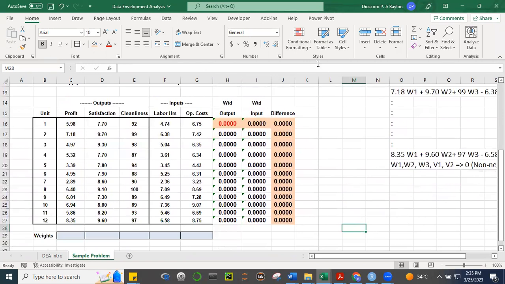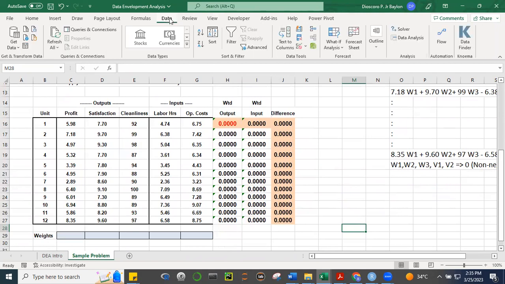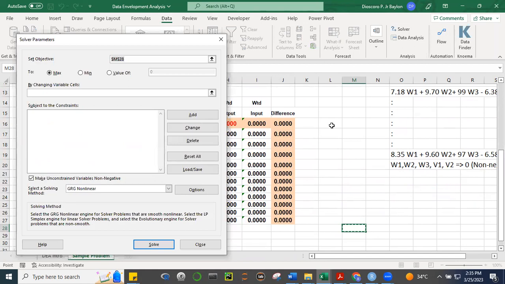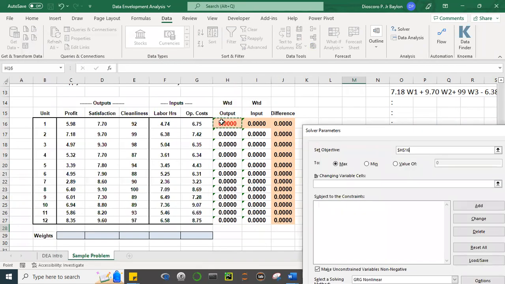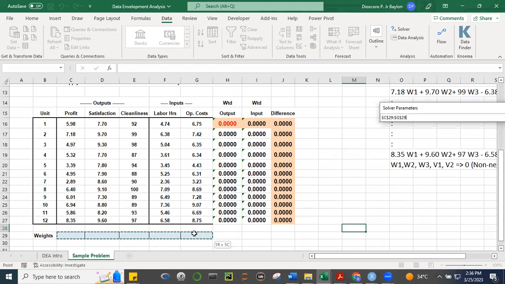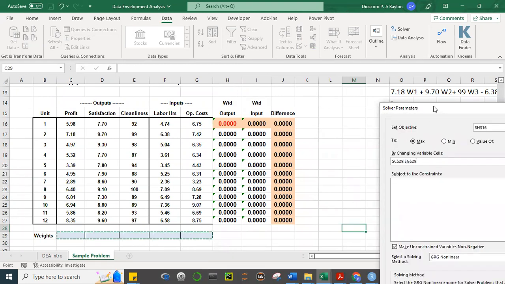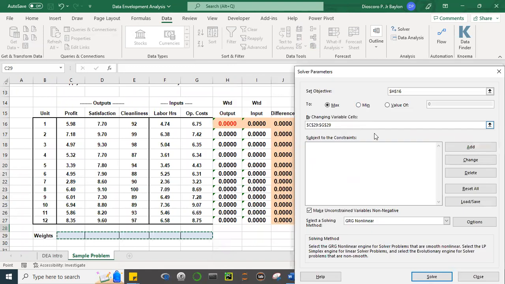And therefore, our Solver will be under Data, Solver. All right, our objective function will be this one. It's the weighted output for unit 1. Remember we're modeling unit 1 here. Okay, and then it's a maximization problem. By changing variable cells, what are our variable cells? This one. Okay, and then subject to what constraints?